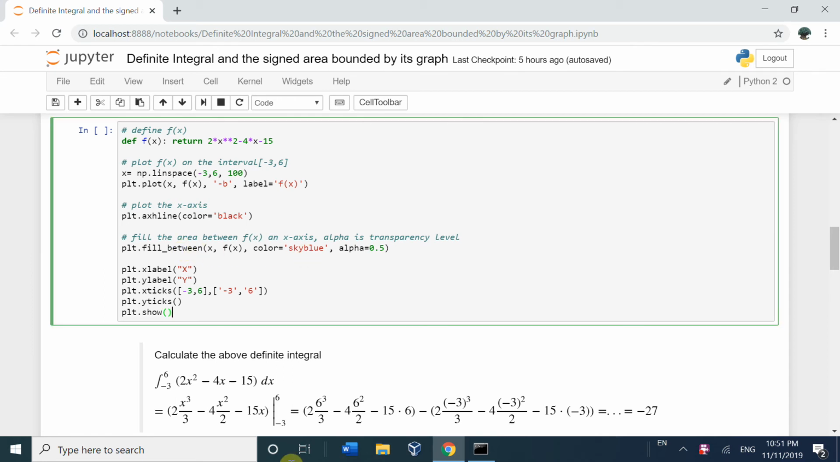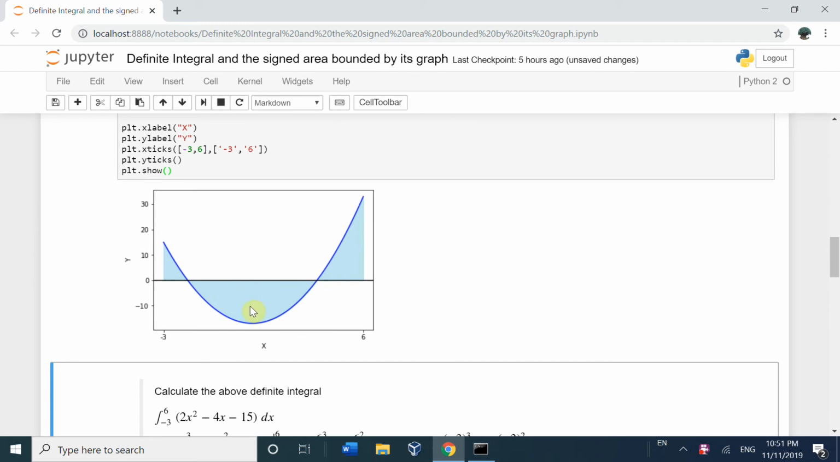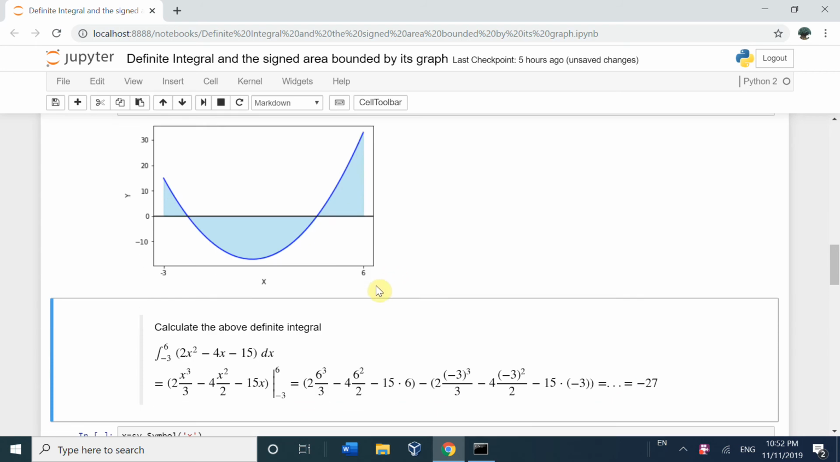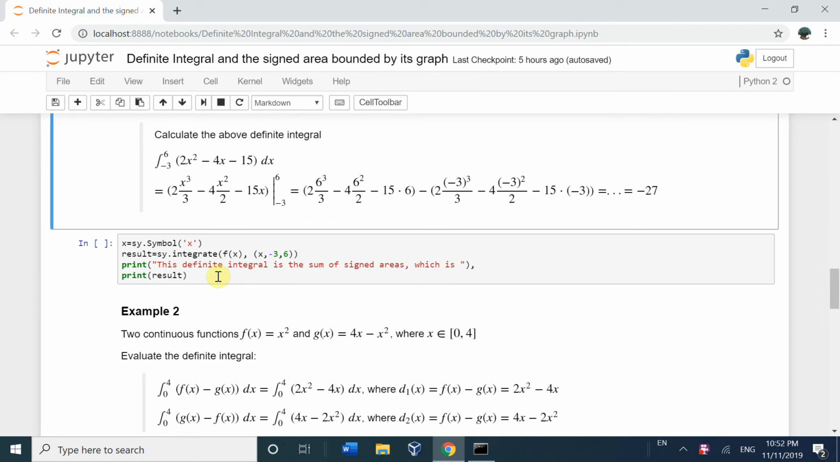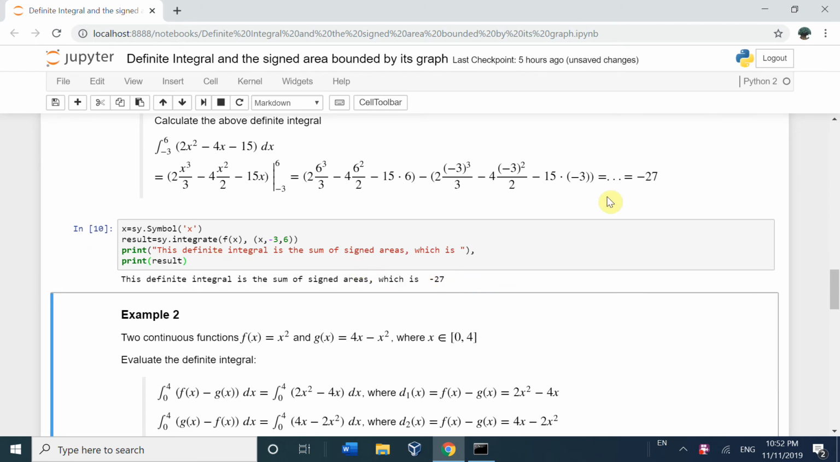Now let's run the code. You see the solution is these three areas. The left one is positive because f of x is above the x-axis, and this middle area is negative because it is below the x-axis. And this one is positive, so positive area minus this area and plus this area is our solution. We could manually calculate the definite integral, and we get the answer -27. We also could use Python to get the answer. The answer is exactly the same, -27.